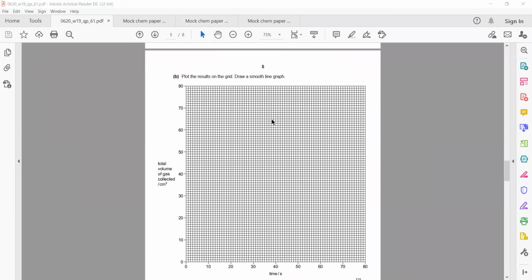Then plot the results on a grid and draw a smooth line graph. So basically it will be a curve like this. At 77 it is constant. I'm sketching a graph, I'm not plotting a graph. This is a sketch for this: the shape of the graph from the results which you obtain.